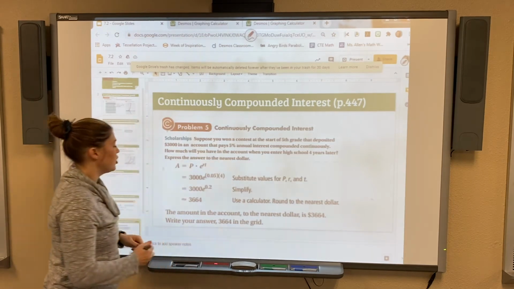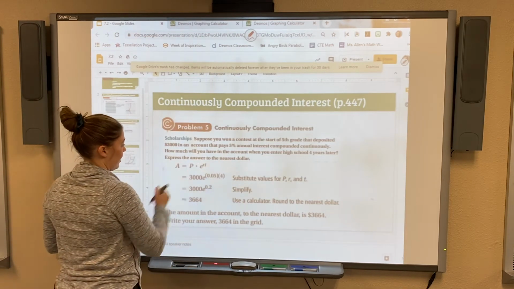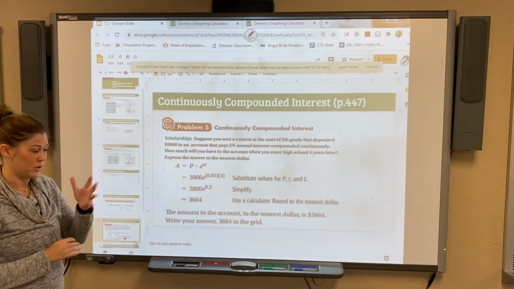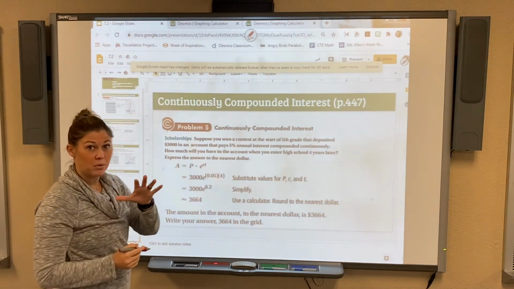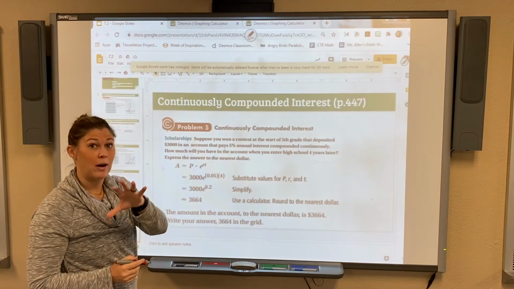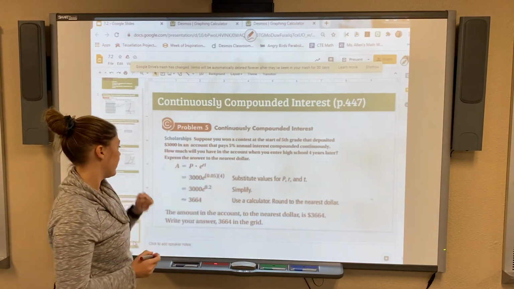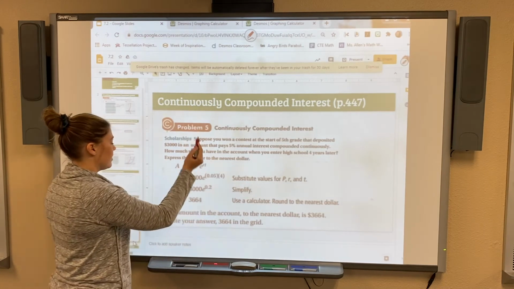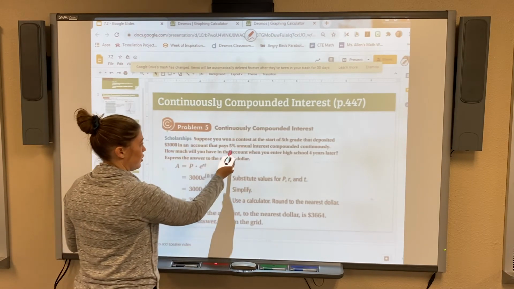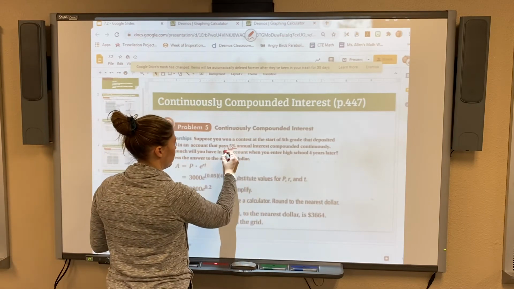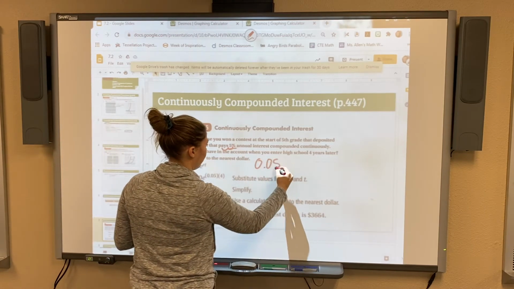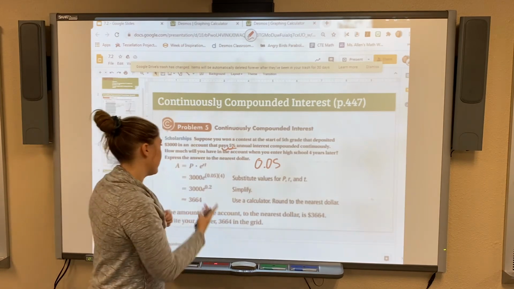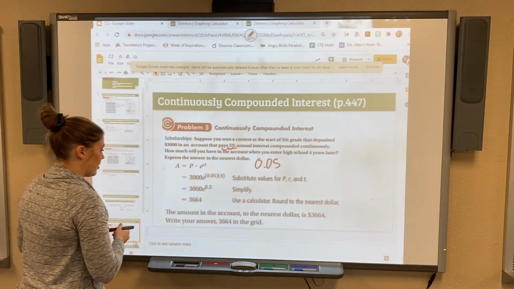So what we're going to do is we have A equals P times E raised to the rt, so PERT. Our principal, or the amount that we start out with, that we put in, is $3,000. So that is going to be your P, and then E raised to the 0.05. You've got to change this to a decimal, move it 2 places to the left, so 0.05 times t, which is the time that is in the account, which is 4 years in this case. We're going to round it to the nearest dollar.